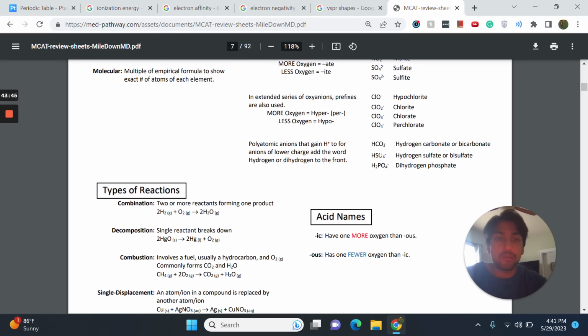The next one is how many hydrogens are bonded to it, right? So here you have H2PO4-, which is dihydrogen phosphate. Here it's hydrogen sulfate. A term that we use for this is bisulfate, right? But this is hydrogen sulfate. This is hydrogen carbonate, but a term that a lot of chemists use is bicarbonate.